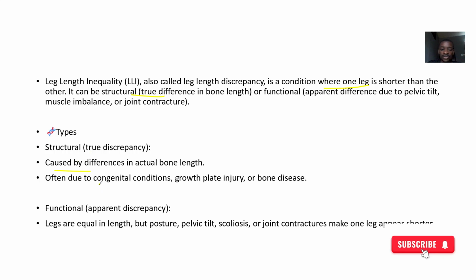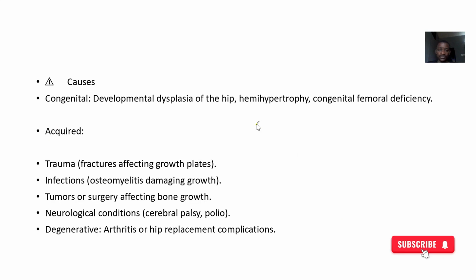So types, we have the structural, which is a true discrepancy caused by differences in actual bone length. It's due to congenital conditions or growth plate injury or bone disease. Then we have the functional one, which I told you guys is due to an underlying medical condition.